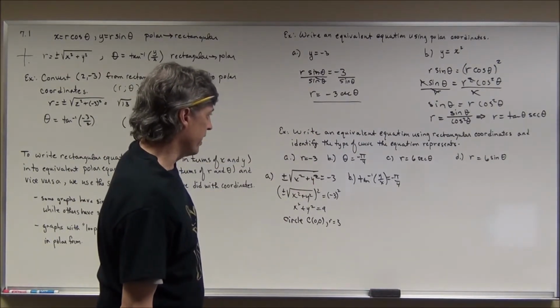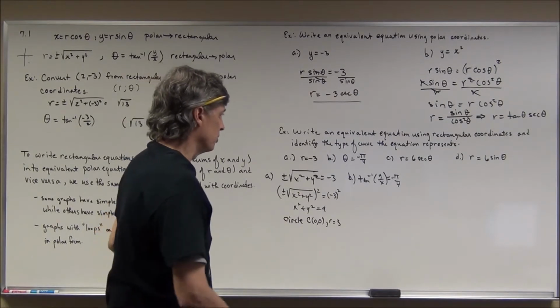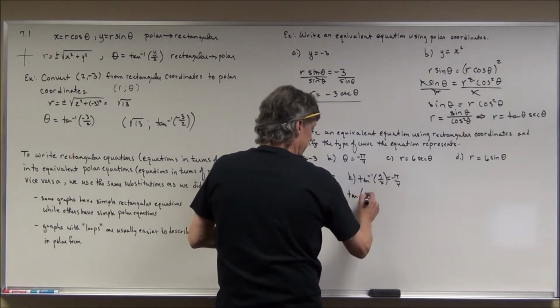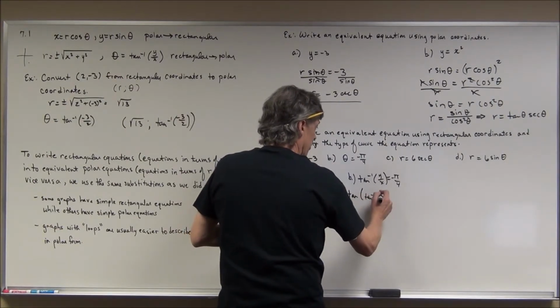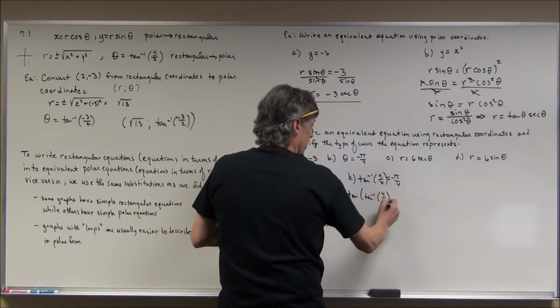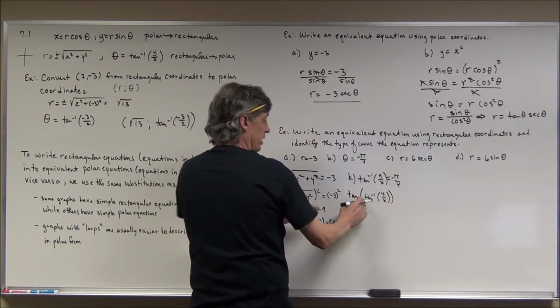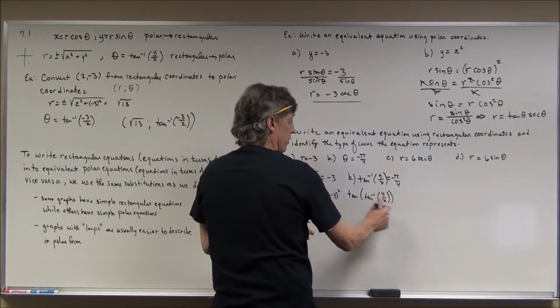So I am going to have to get rid of that inverse tangent. And so to do that, I'm going to take the tangent of both sides. Because when you take the tangent of the inverse tangent, you're going to get right back to the original expression here. These are going to practically cancel one another.